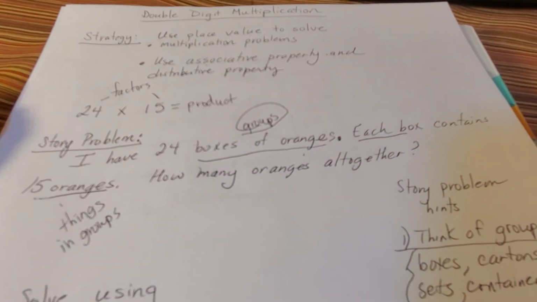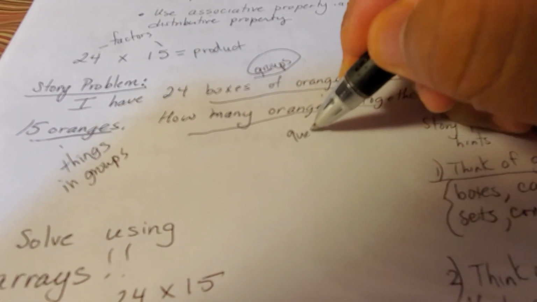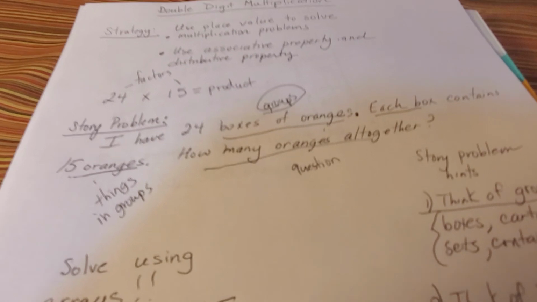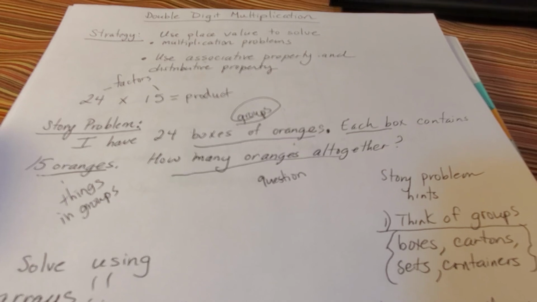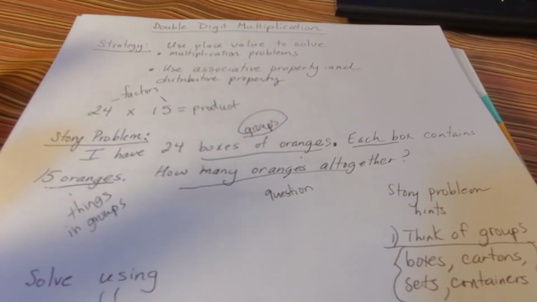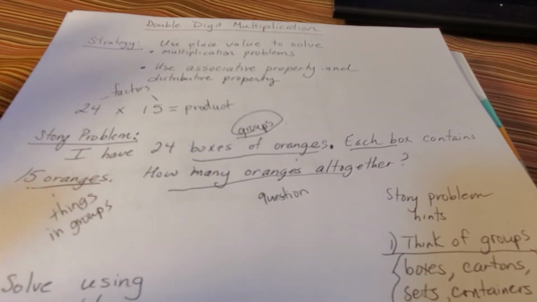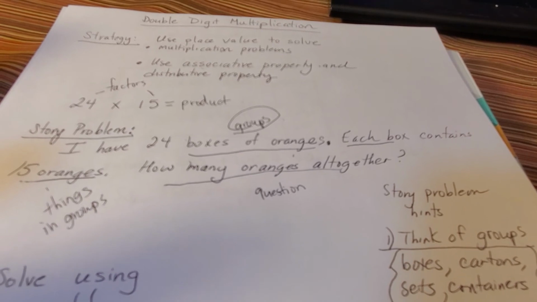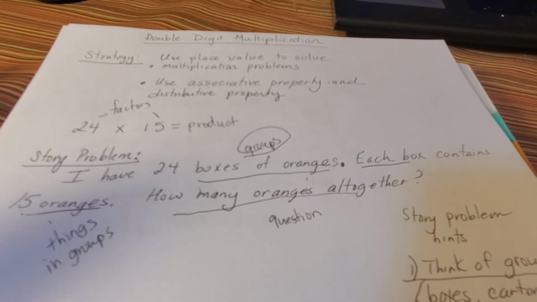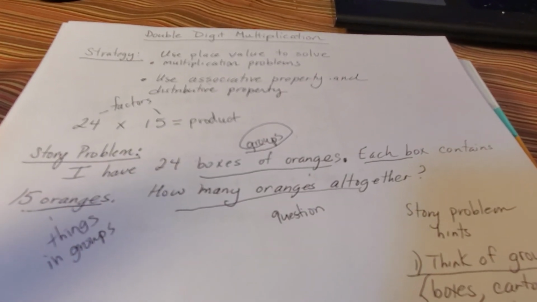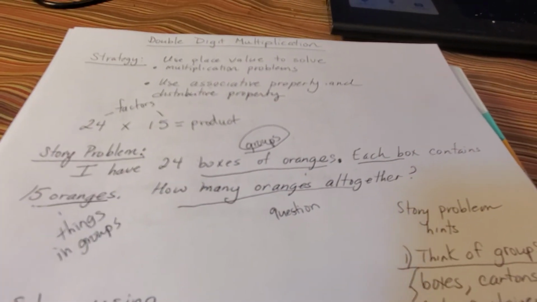How many oranges altogether? I have to ask a question. So the other part of a story problem, there must be a question at the end. Without a question, you don't have a story problem. So you have to have those two numbers being used. Remember, they're in groups, so you have to use words like each box or each container or each person. That word has to be used in some way so that you show that this is multiplication. You're not adding these numbers. You're saying that there are 24 boxes of 15 oranges. So if you were to picture that, you would have 24 boxes and 15 in every box. So that's a big number.